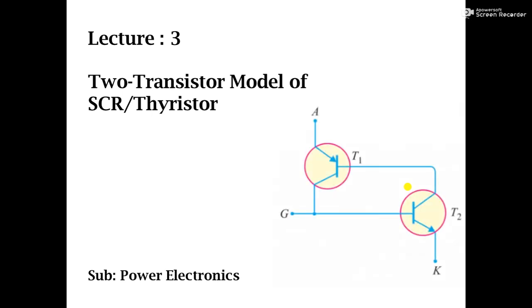Now what this two-transistor model of SCR says is, it is a method by which an SCR or a thyristor can be represented in the form of two transistors, transistor T1 and T2. So in this model, you will see that an SCR or a thyristor is a combination of NPN transistor and PNP transistor. So let's start this.